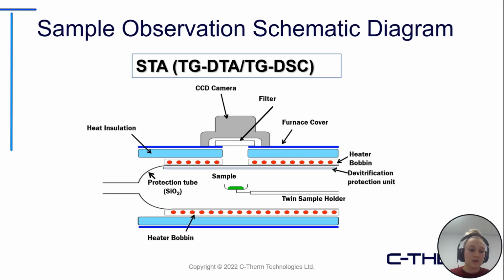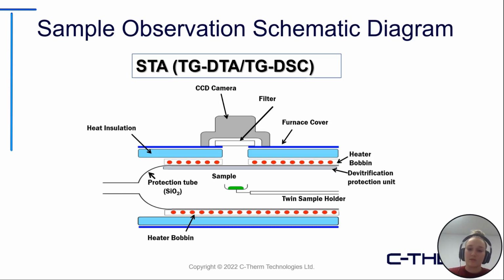Okay. Now we're going to just look at a quick schematic here of the STA system. This is just so you can see how it's integrated into the STA. In the furnace there, you can see the heat insulating material and the heater bobbin. They both have a window there, so the sample can actually be recorded by the camera through the test. And there's a protective tube, sorry, which surrounds the sample, that's made of quartz. And you can see just underneath that there's a devitrification prevention plate. This protects the quartz from contamination by the sample off-gassing.